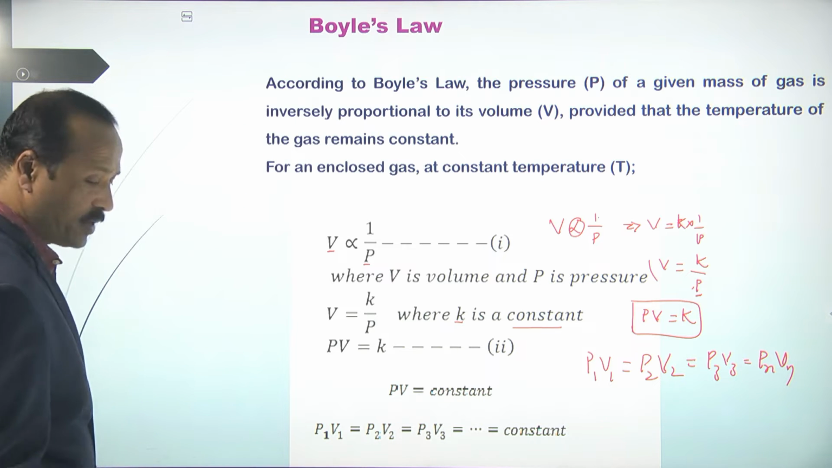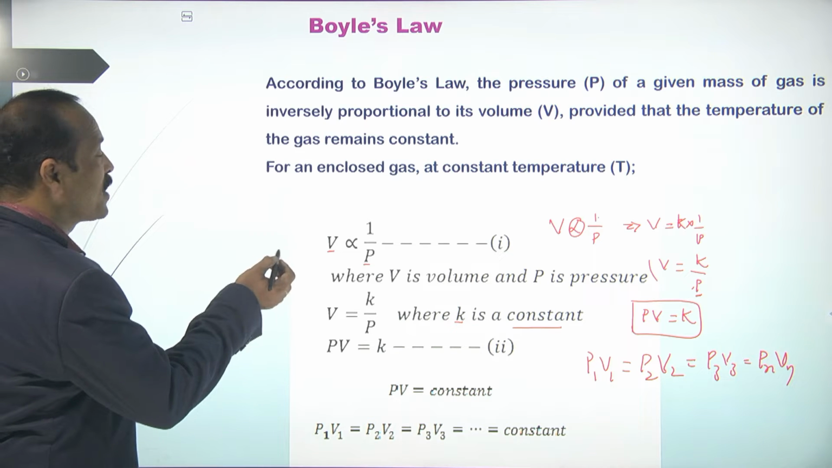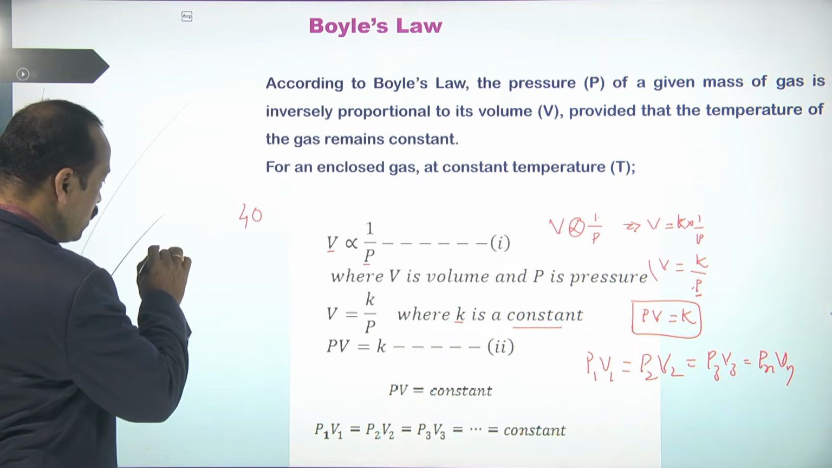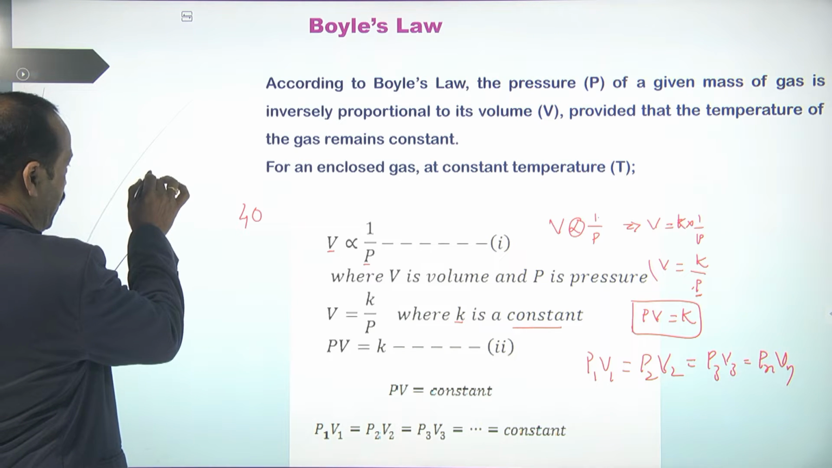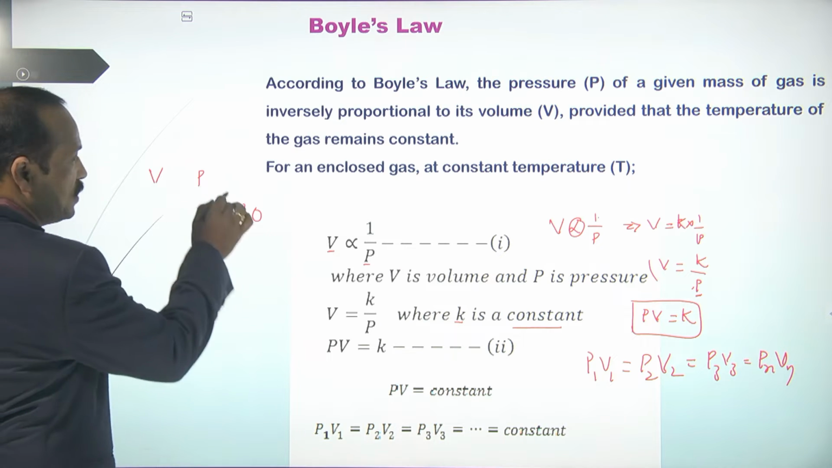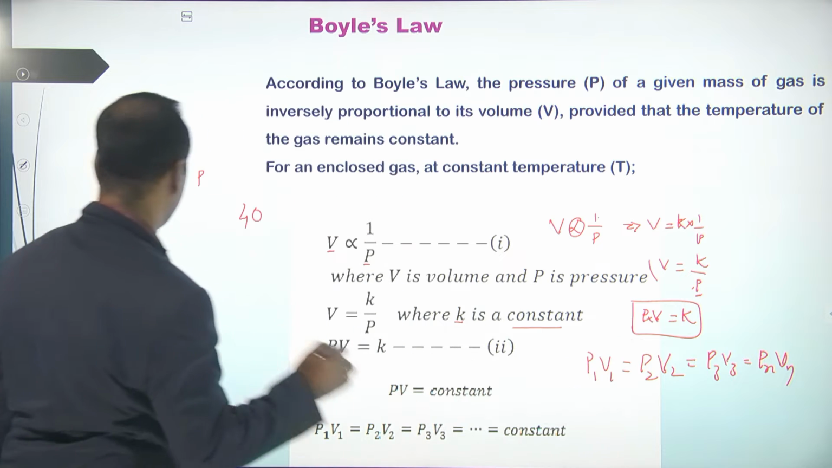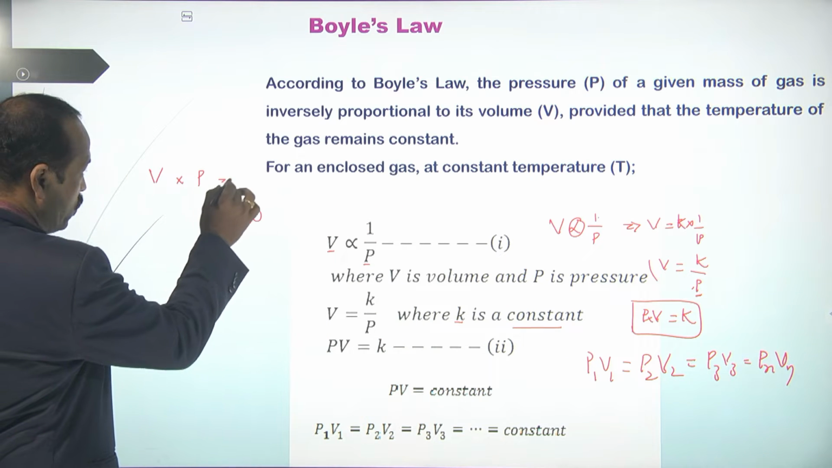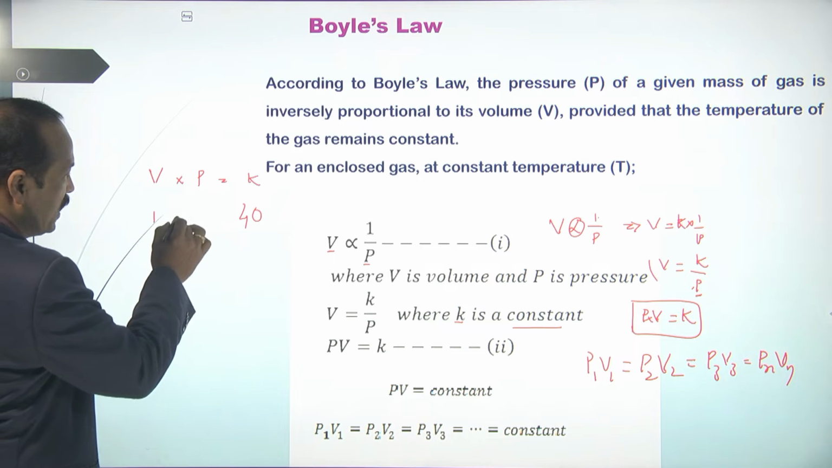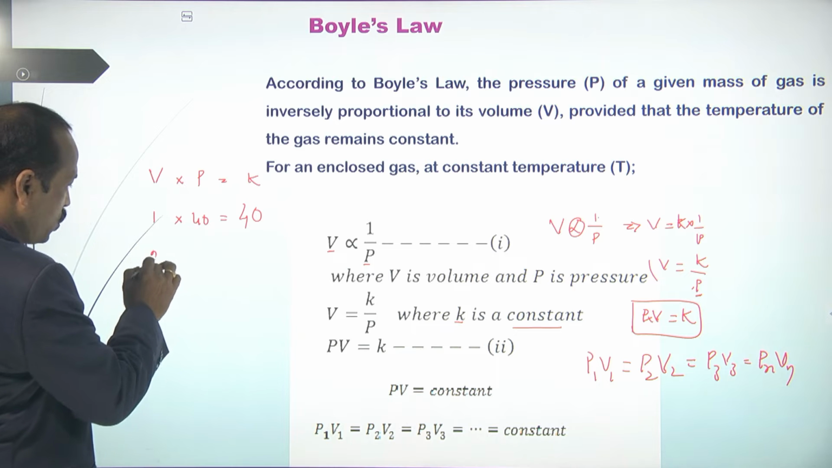So for example, let's imagine we have some number like 40. So this 40 is constant. Here I take, for example, this is V, this is P. Now PV is equal to K, meaning P into V is equal to K. K means constant, that is 40. If I write 1 here, what should I write here? 40. If I increase this from 1 to 2, then what can I write here?